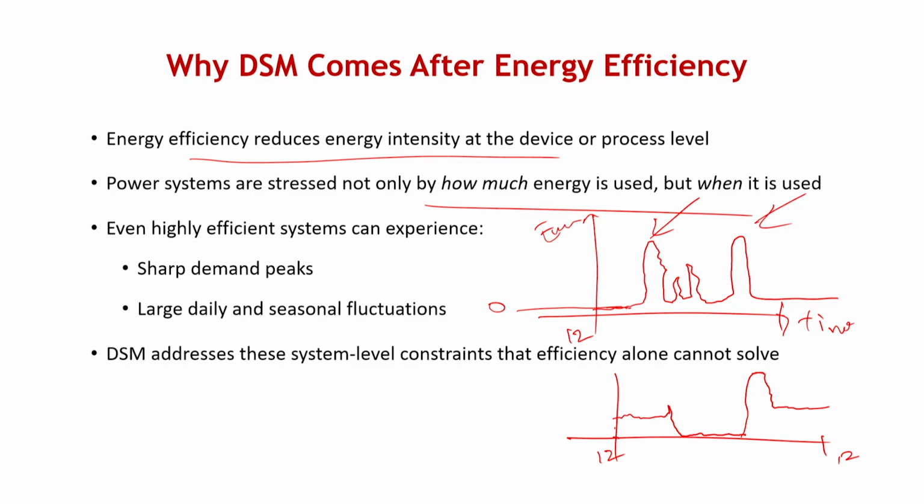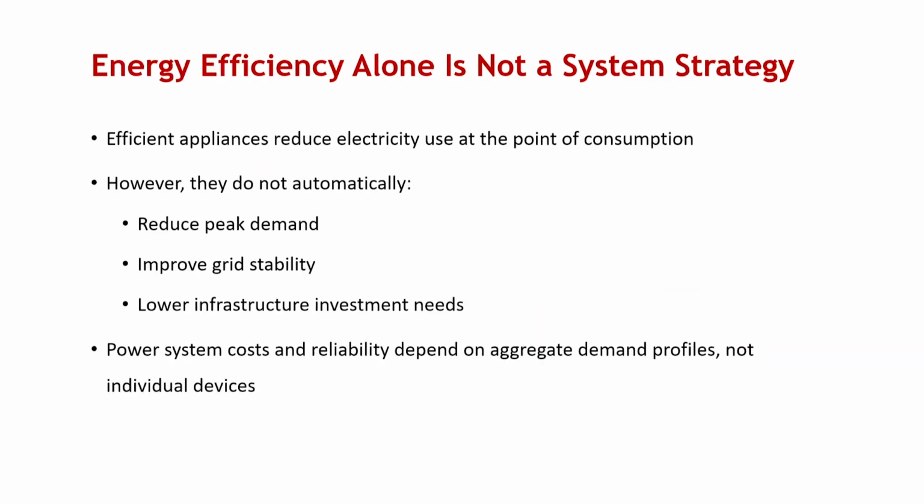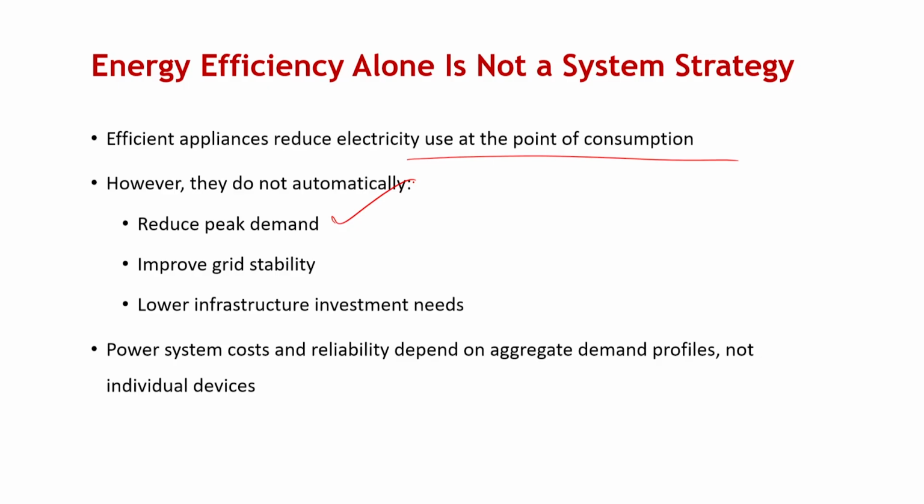So there's always a time dependence in my power consumption pattern. And this kind of demand side management, how do I manage this demand, helps me understand those constraints that efficiency alone cannot solve, right? Why is efficiency not the only solution? Because it reduces electricity at the point of consumption, however, it does not automatically reduce the peak demand. As I talked about, I can have the efficiency measures coming in. Efficiency is reducing the overall energy demand, but my peak can still remain the same, or remain very high.